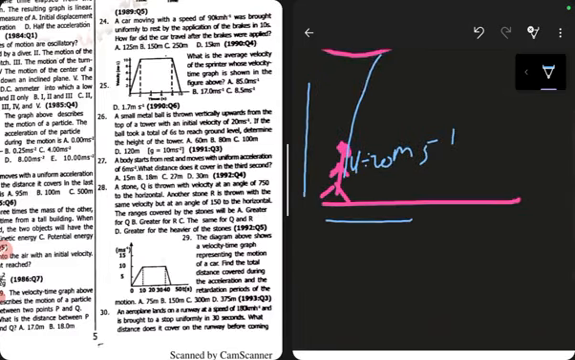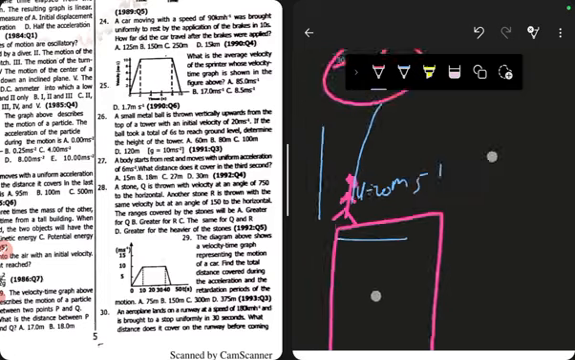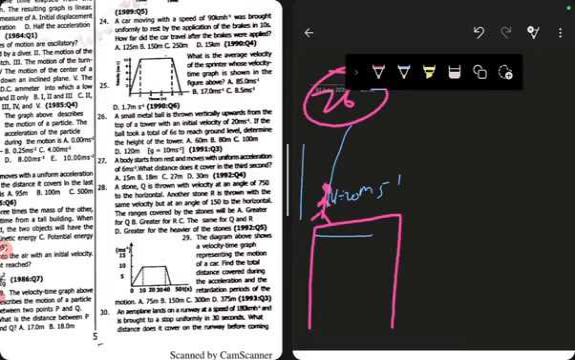So that's him on the top of the tower. Let's draw the tower. That means he's not on the ground. He throws it from the top of a tower. So here is a tower. I wonder why I drew him on the edge. So he throws it from the top of a tower, right? With an initial velocity of 20 meters per second.